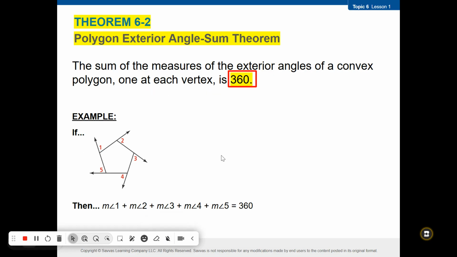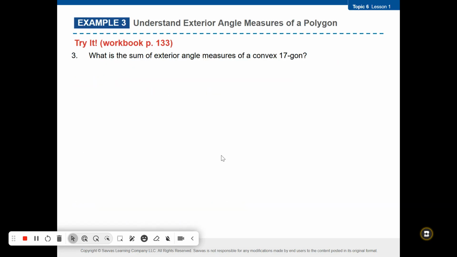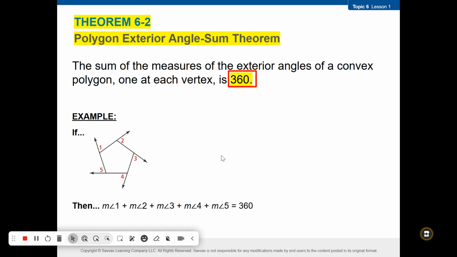So, let's move on. Looking at number 3, what is the sum of the exterior angle measures of a convex 17-gon? Who can tell me? Top of your heads, what is it? Should be pretty easy. Sum of the exterior angles. Okay. What did we say it was? Not the individual, just the whole thing.